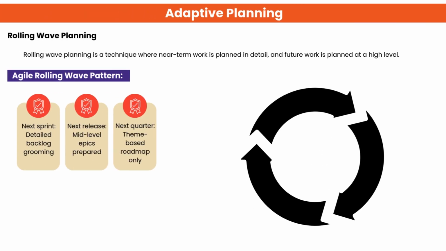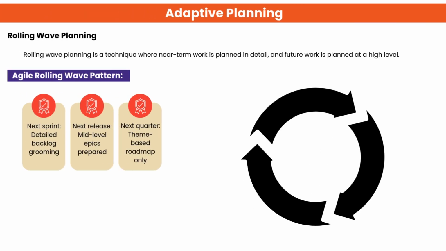This slide explains rolling wave planning, where near-term work is planned in detail while future work stays high-level. In Agile, this looks like next sprint, detailed backlog grooming; next release, mid-level epics; next quarter, a broad, theme-based roadmap. It's a way to stay flexible while still keeping a long-term view.